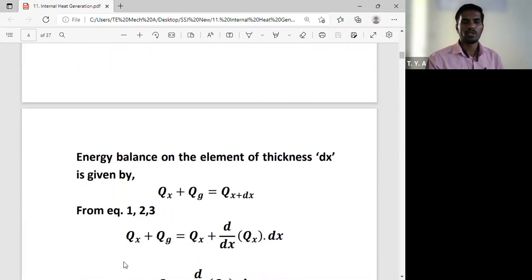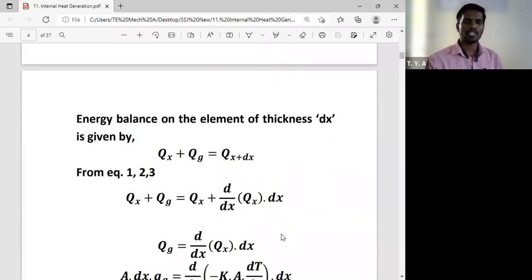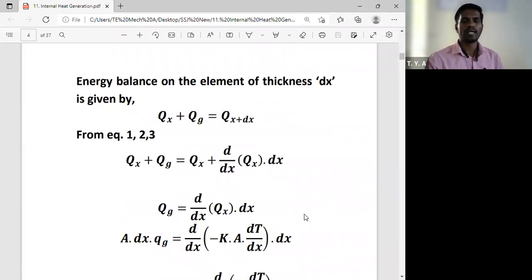qx plus qg is equal to, what is the value of qx plus dx, that is qx plus d by dx of qx into dx. Okay, so in left hand side qx is there, in right hand side qx is there. So what will happen? That will be cancelled. So write down the remaining equation. qg is equal to d by dx of qx into dx.